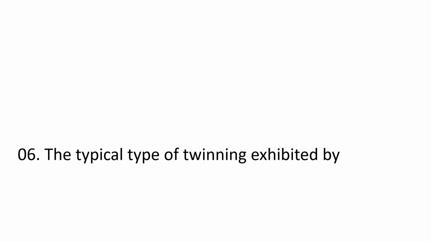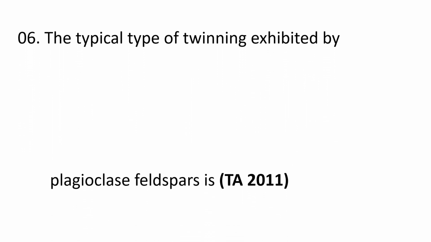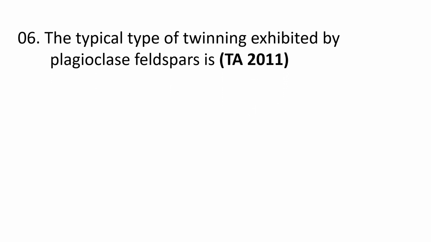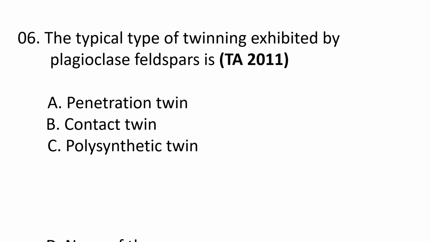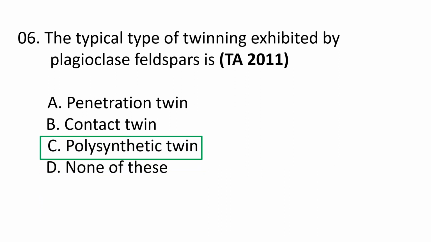Coming to the sixth question: the typical type of twinning exhibited by plagioclase feldspars is. Choices are A. Penetration twin, B. Contact twin, C. Polysynthetic twin, D. None of these. The correct answer is C. Polysynthetic twin.